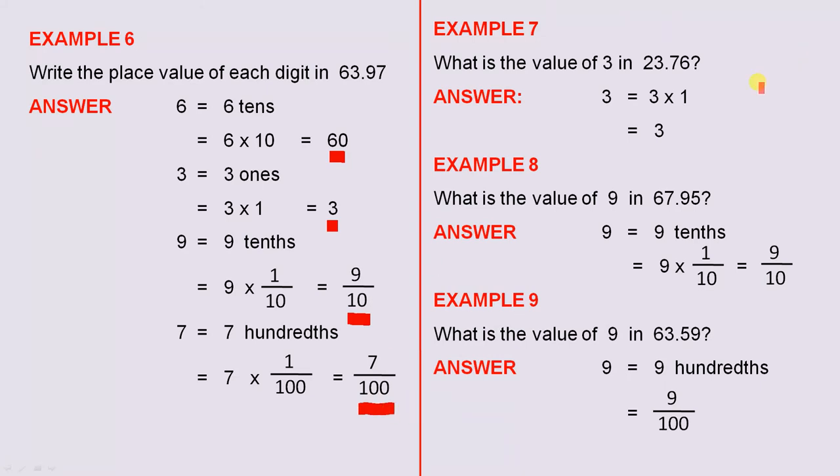Example 7. What is the value of 3 in 23.76? Now the 3 is there directly to the left of the decimal point, so it's in the units column or in the ones column. So it's 3 times 1, so the value is 3.